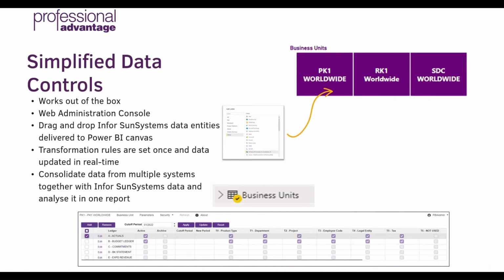So to aid the rapid delivery of this Power BI connector, we've simplified the data controls, and we've done this by providing a web interface, which is installed as part of the Professional Advantage module. And as you can see here on this slide, basically anyone that has assigned admin rights can easily make decisions on how they want to configure each business unit and ledger in terms of security, warehousing, etc. And I'll be taking you through this later on in the demo.